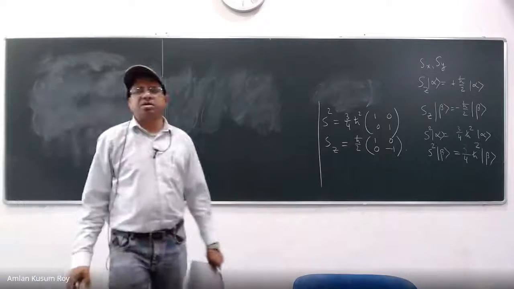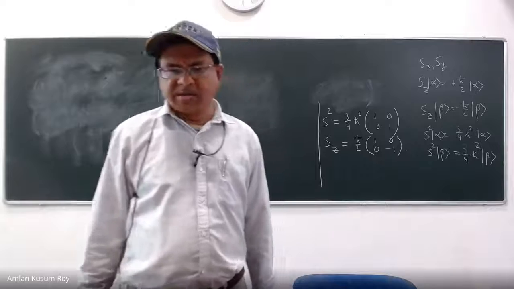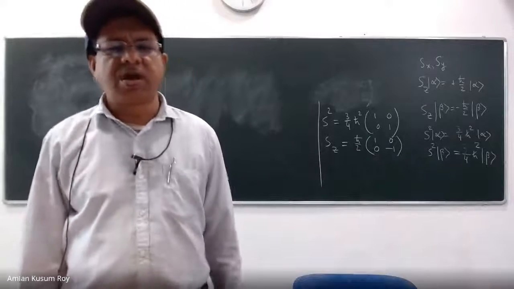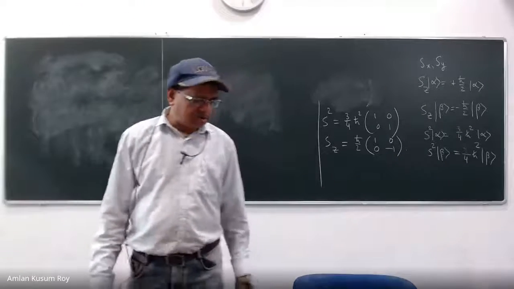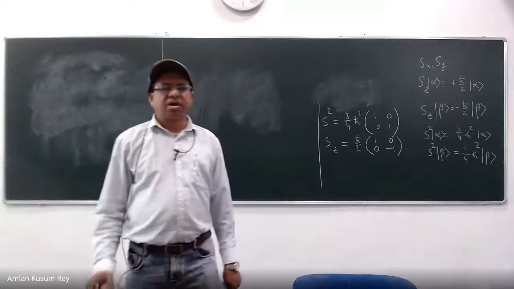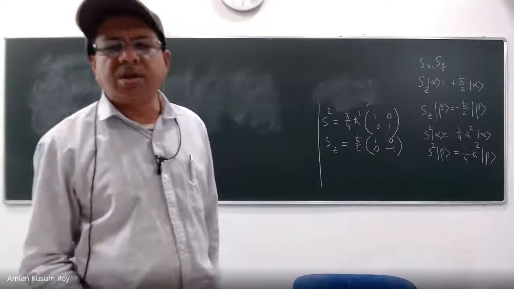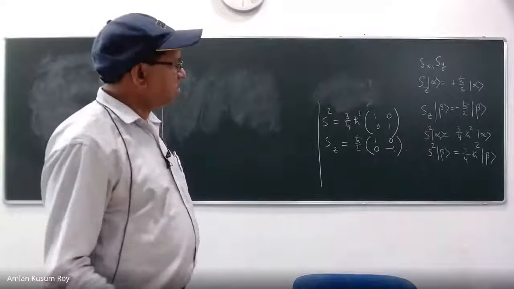So you cannot simultaneously measure Sx, Sy, Sz along with S square. You can have a grip on only one of the components, which is Sz. But I need to find out the Sx, Sy. How do I find out? Who can answer this question?